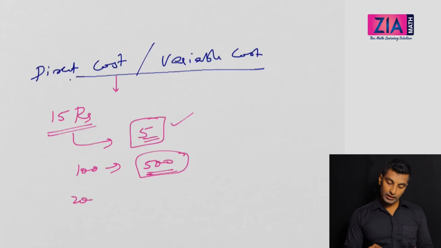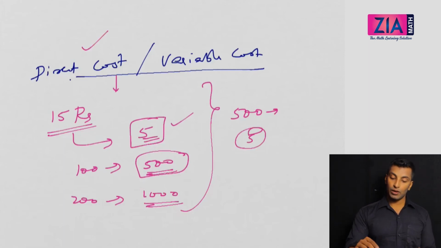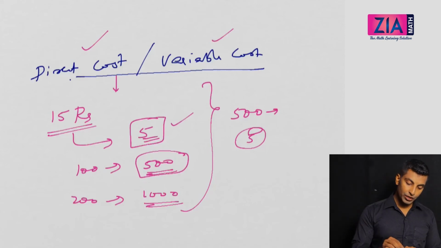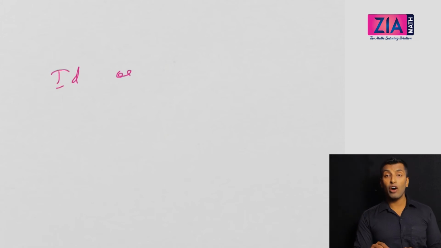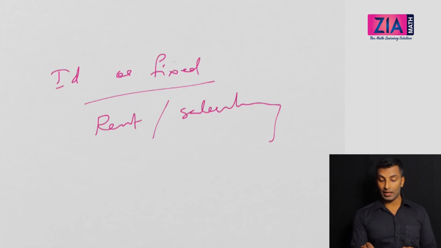Okay, if you sell 200 such pens, and 1000 will be the cost. It varies, depends on the number of pens, right? See, if 500 pens are there, 500 into 5. For every pen, this is 5. So it is direct cost or variable cost. Now the other type of cost you can see, just for understanding, is indirect cost or overhead cost, or these are fixed costs like the rent, and the salary of the employees, etc.